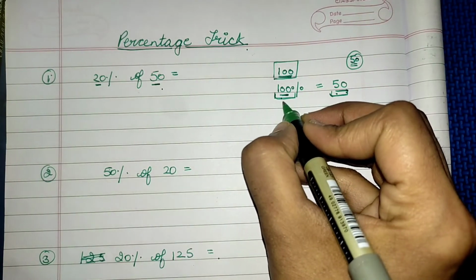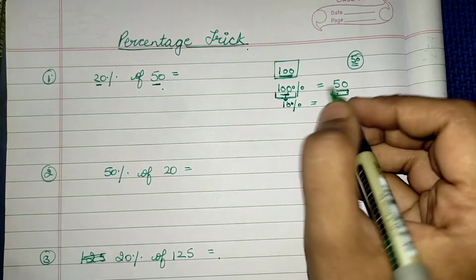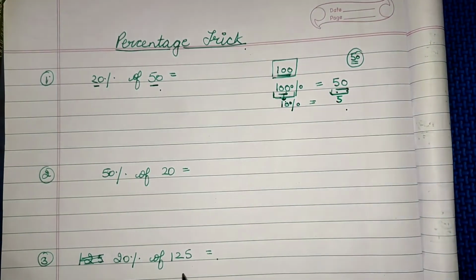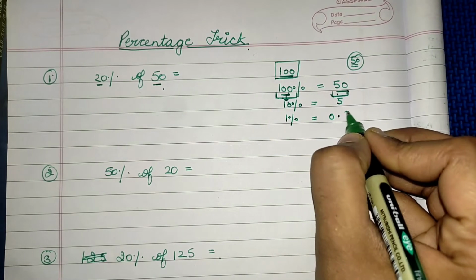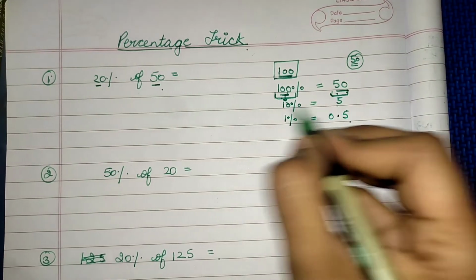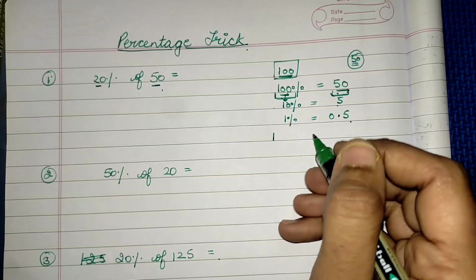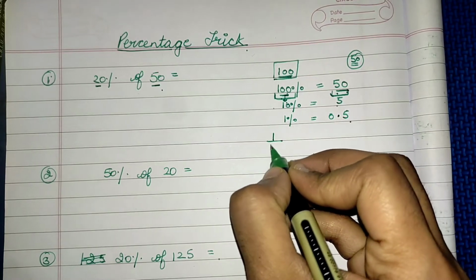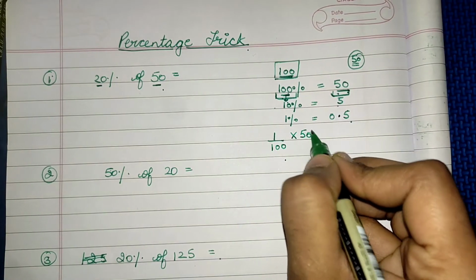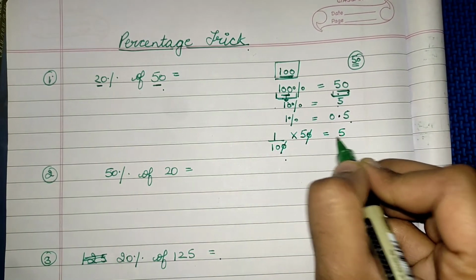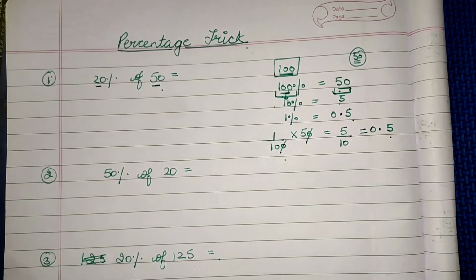So let us first find out some simple percentages for this. What will be my 10%? 10% will be equal to 5. What will be my 1%? 1% will be equal to 0.5. Why? Because, how do we find out the percentage in junior classes? Percentage is 1 by 100 of what? 1 by 100 of 50. So I will get 5 by 10, which is equal to 0.5.